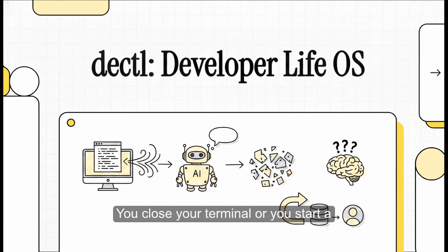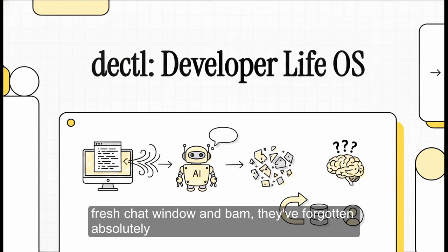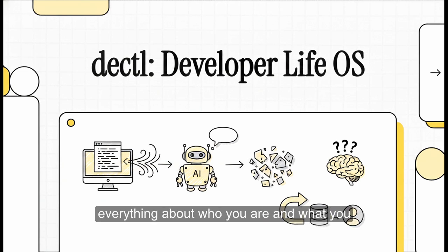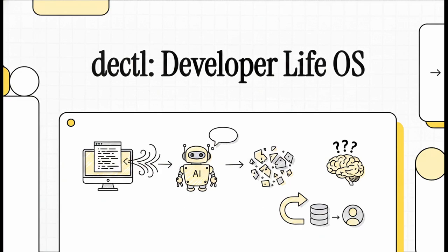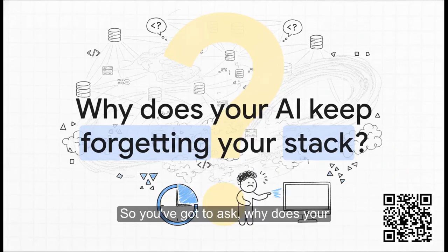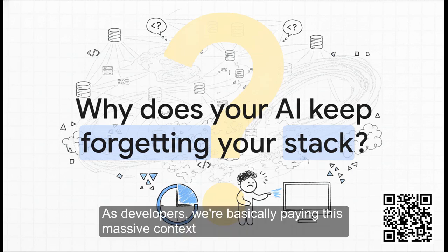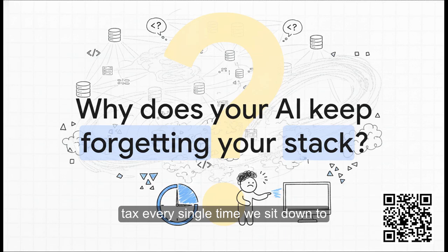You close your terminal or you start a fresh chat window, and bam, they've forgotten absolutely everything about who you are and what you are building. It is so annoying, right? So you've got to ask, why does your AI keep forgetting your stack? As developers, we're basically paying this massive context tax every single time we sit down to code.